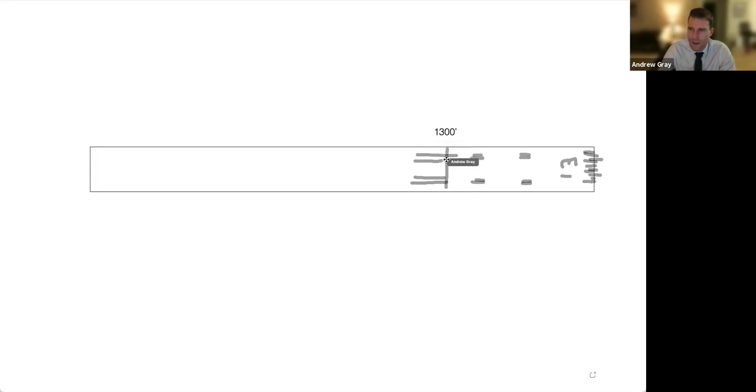Now, forgive my drawing here. It's not the greatest, but that's where our touchdown point is going to be, or at least that's when the landing gear should be touching the runway.